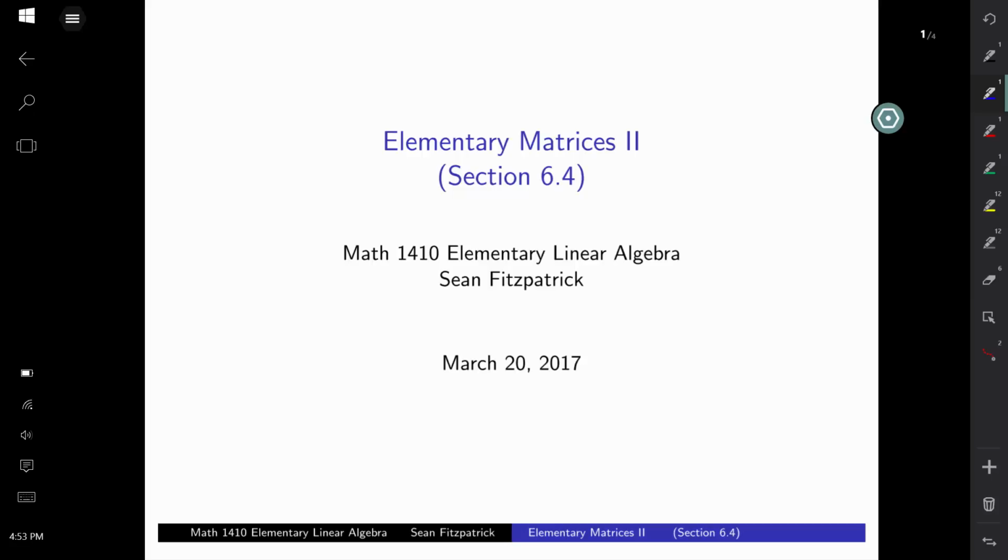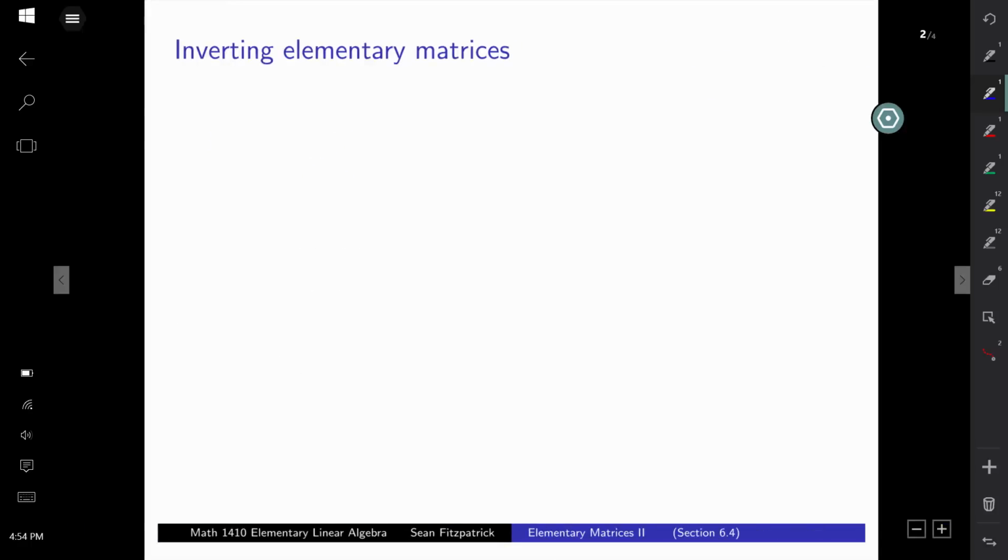Alright, so this will be our last video on matrix inverses. In this video we're going to discuss how to actually compute the inverse of a matrix in terms of elementary matrices, and also how to then write the original matrix as a product of elementary matrices.